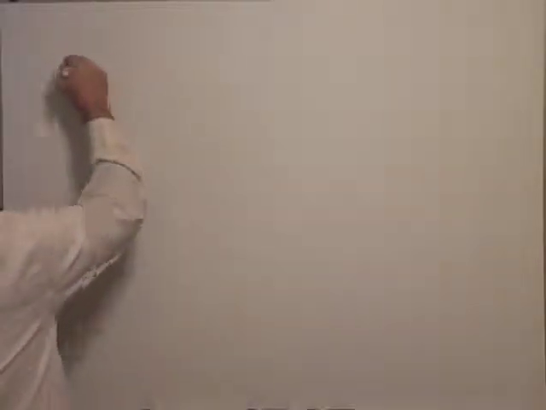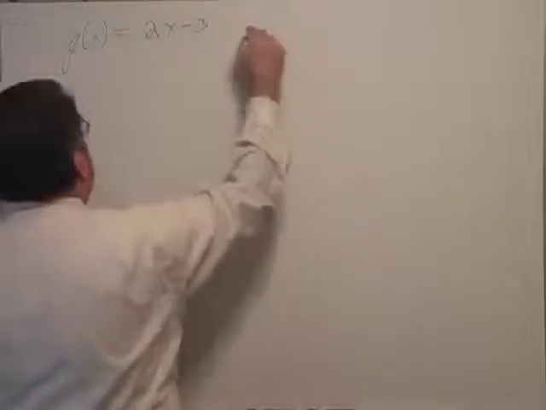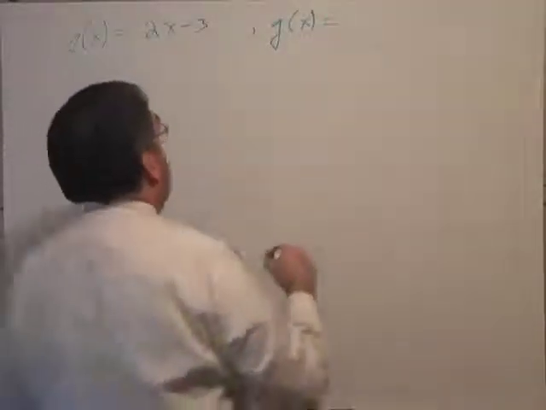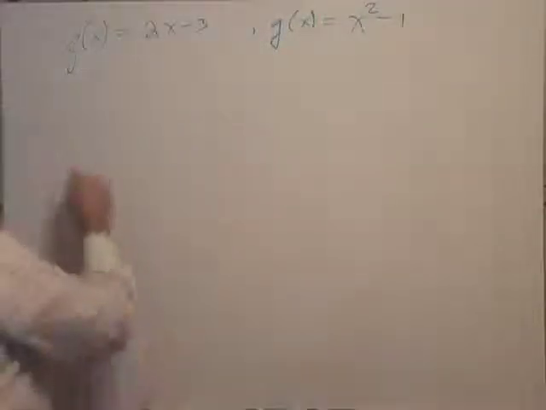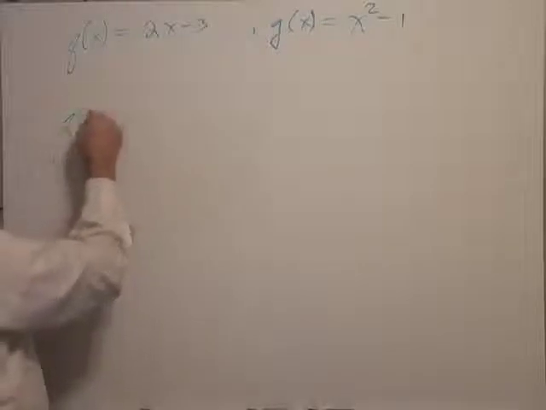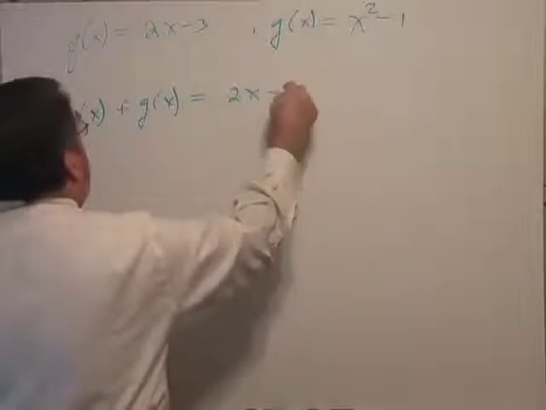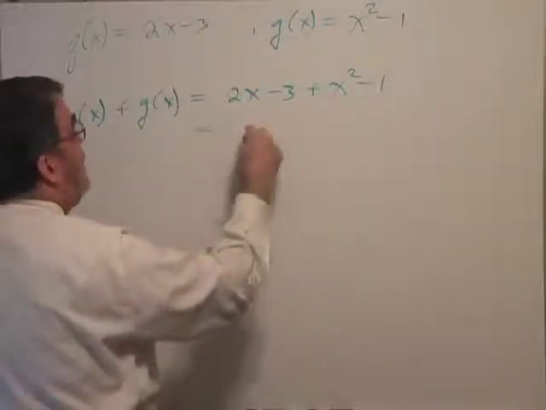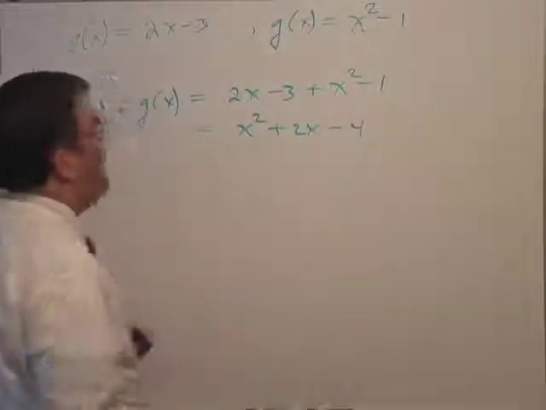And so for example, suppose that f of x was the function 2x minus 3, and g of x is the function x squared minus 1. So we could add these functions together. f of x plus g of x would simply be 2x minus 3 plus x squared minus 1. And I suppose we ought to simplify that. This would be x squared plus 2x minus 4.